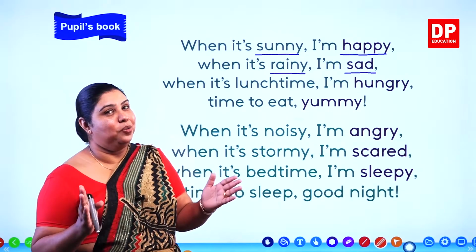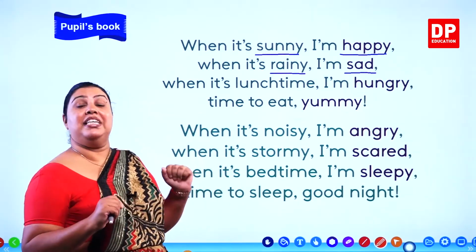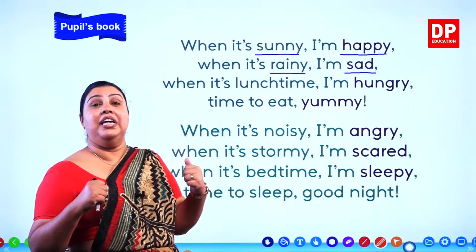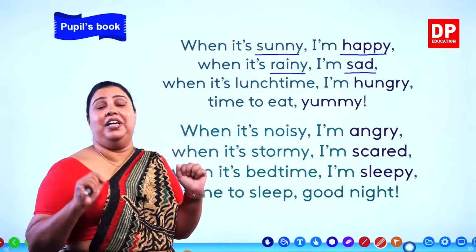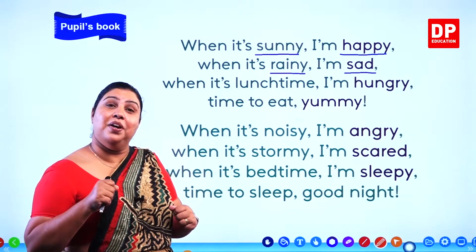So different situations will give us different feelings. But now in the poem it says, and as we all feel when it is raining, we will not feel happy. We can't go out. We have to carry an umbrella if we are going out.